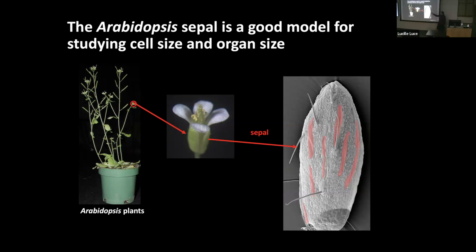The other thing that attracts me to sepals is that there's 4 sepals in each flower. And so you can immediately get at this reproducibility in size, even within a single flower. There's more than 100 sepals in a plant. And so you can really get at statistics of how reproducible are sepal sizes and shapes within a plant.